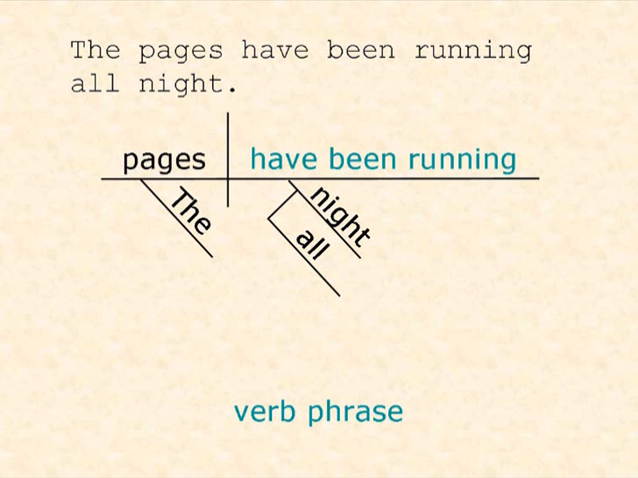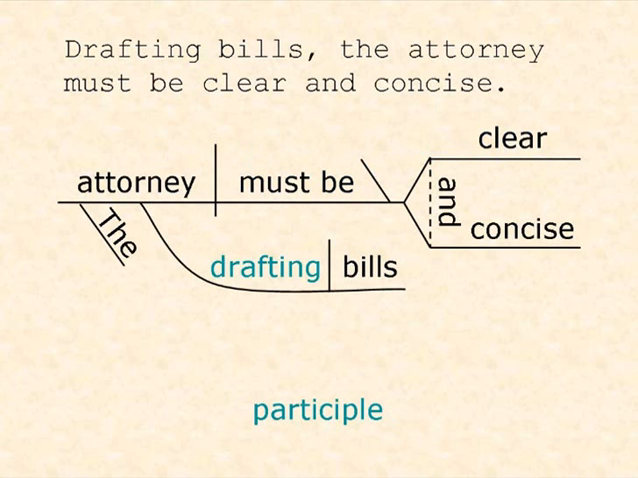Now let's look at phrases using verbals. In this diagram, drafting is the participle. And drafting bills is the participle phrase, with bills being the direct object on that curved line like you said earlier.